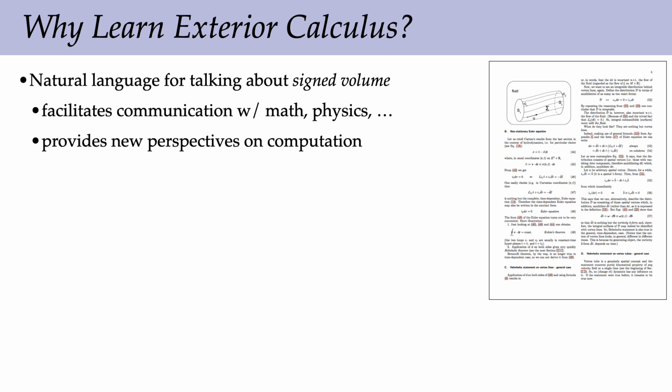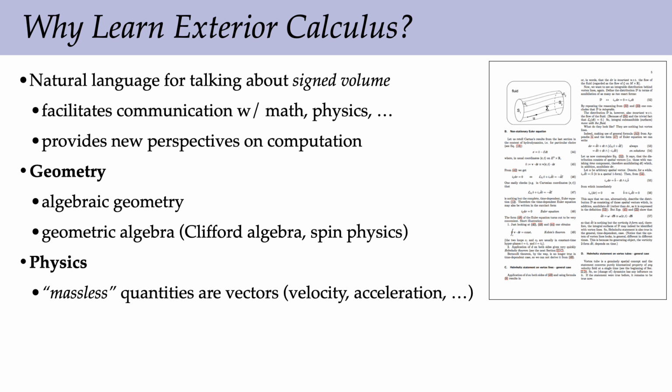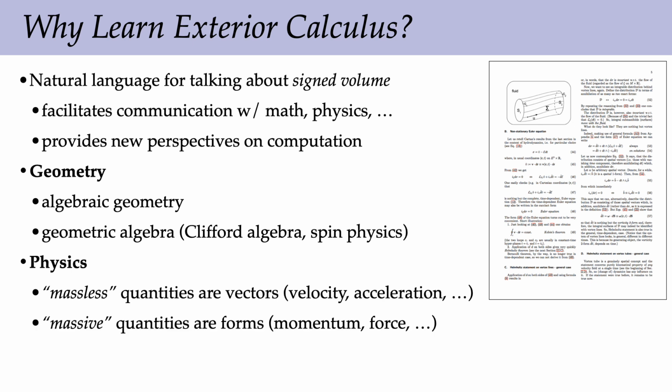Exterior calculus shows up all over modern geometry, so it shows up in algebraic geometry. It shows up in a distinct subject called geometric algebra. So if you've heard of Clifford algebra, or you're a physicist interested in the behavior of spin, more broadly in physics, exterior calculus helps to make very clear distinctions between quantities that have no mass, like velocity and acceleration, and those that do have mass, like momentum and force. And in fact, exterior calculus is the starting point for a whole field of geometric mechanics, looking at the physical world through the lens of geometry.